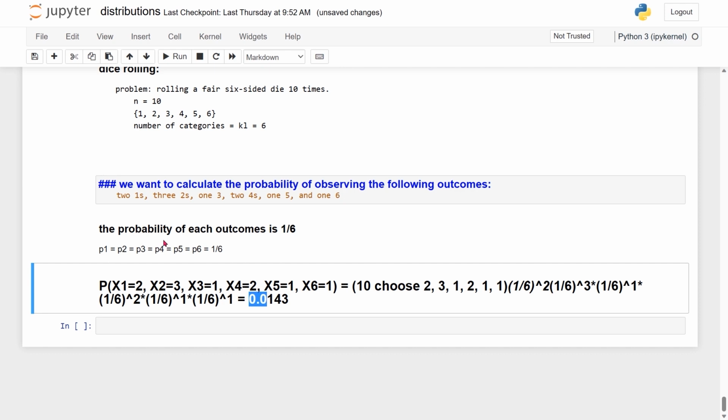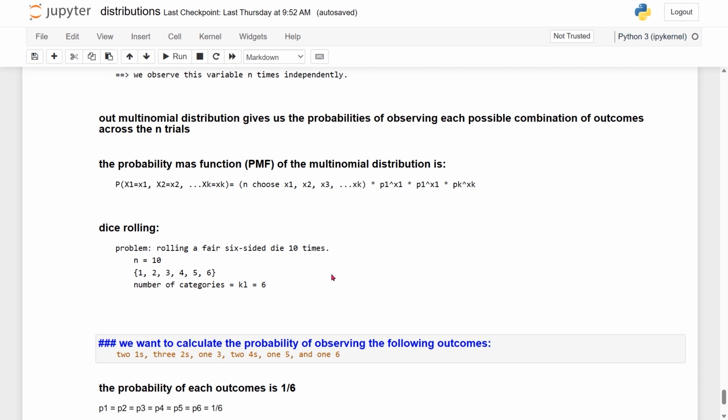Similarly, you can take up any combination, and you plot all these combinations in a distribution. How many times each combination comes is nothing but your multinomial distribution. So therefore, the probability of observing two ones, three twos, one three, two fours, one five, and one six in 10 rolls of a fair six-sided die is approximately 0.0143.